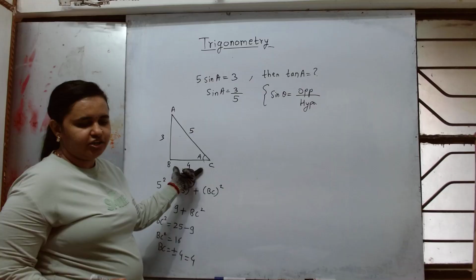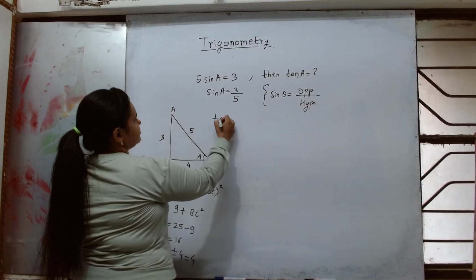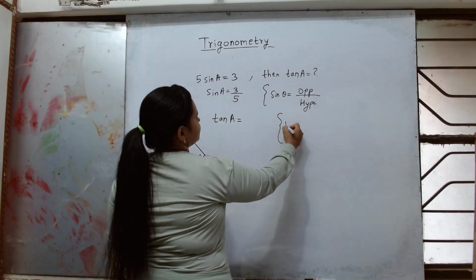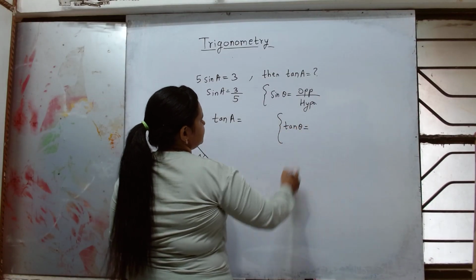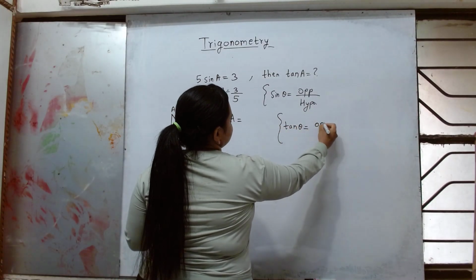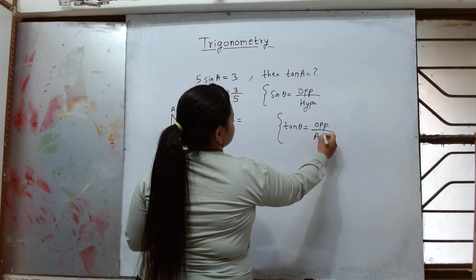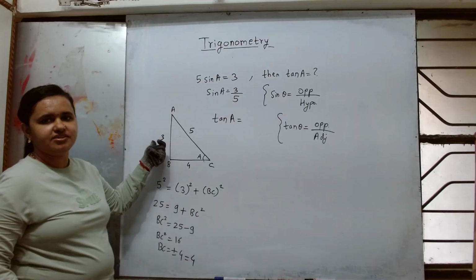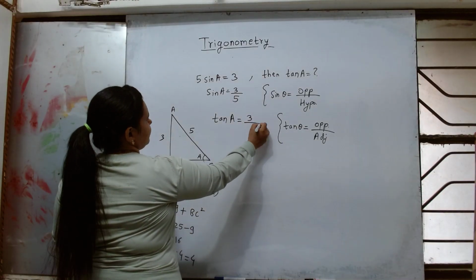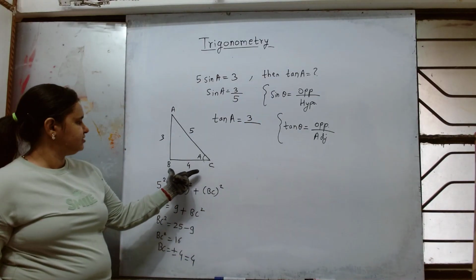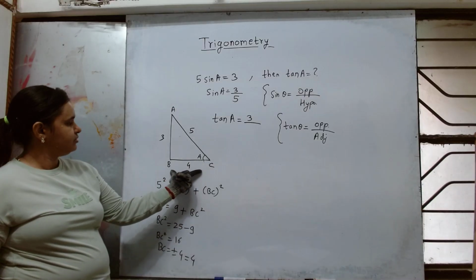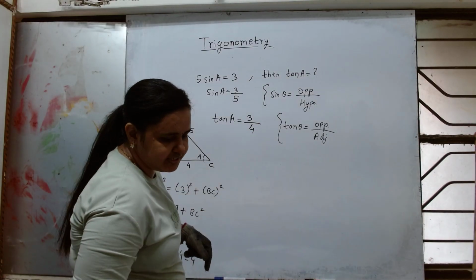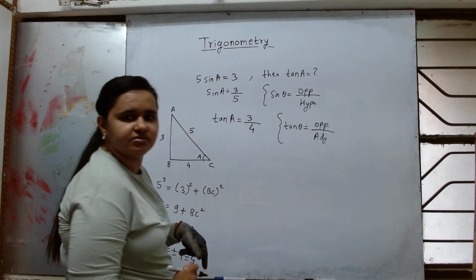From this we can calculate tan A easily. What is the formula for tan theta? Tan theta is equals to opposite upon adjacent. Tan A is asked. Opposite side is 3 and adjacent to angle A is 4. So it will be 3 upon 4. So tan A will be 3 upon 4. That is option 1.